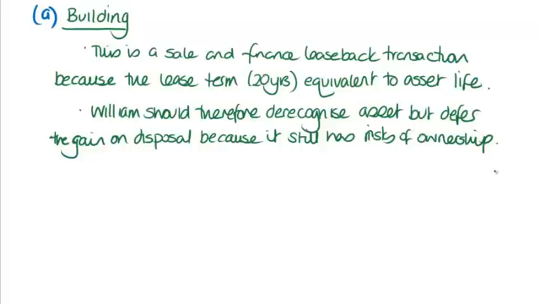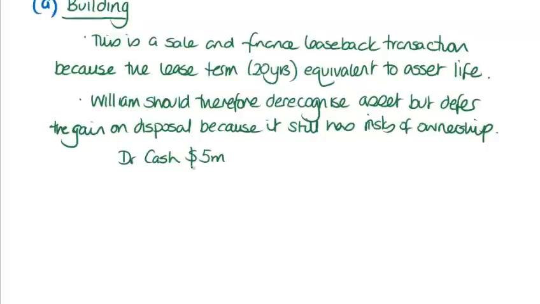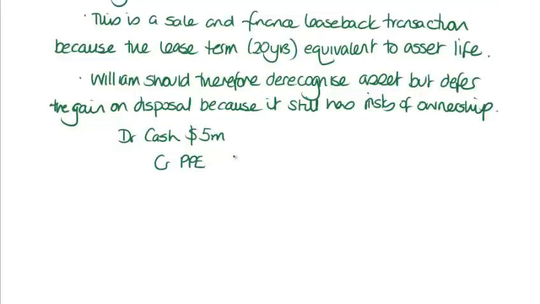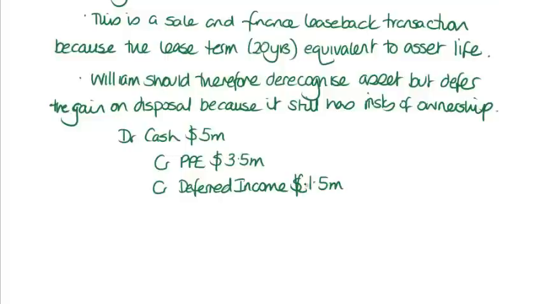We're going to de-recognise it, and then we're going to re-recognise it as a financial asset. So the reason why we're deferring the gain on disposal is because we've still got the risk of ownership. We're replacing one asset, a physical asset, with effectively a financial asset. We're going to debit cash 5 million, credit PPE, somebody's not paid their fees, credit 3.5 million, credit deferred income, deferred revenue, whatever you want to call it, £1.5 million.